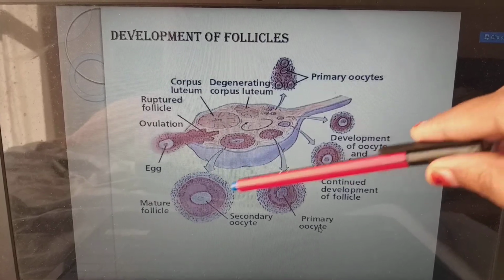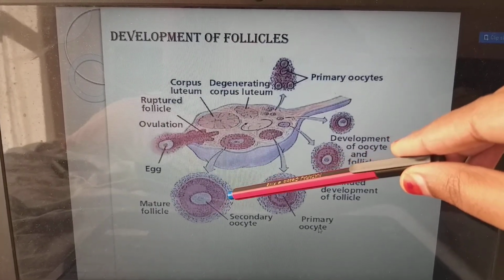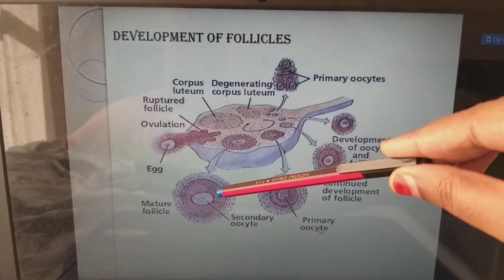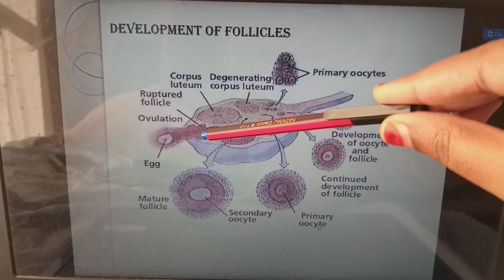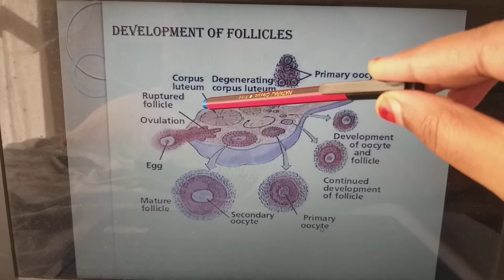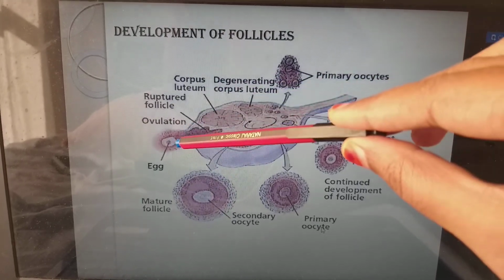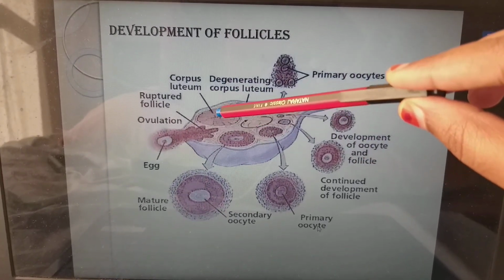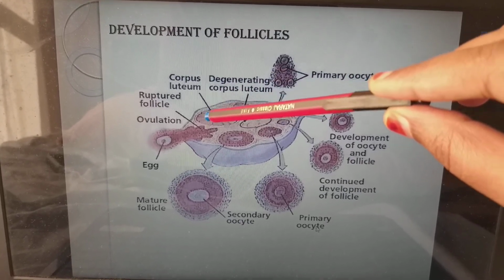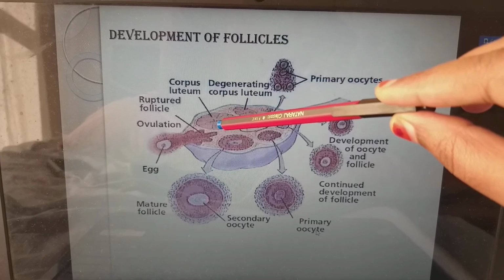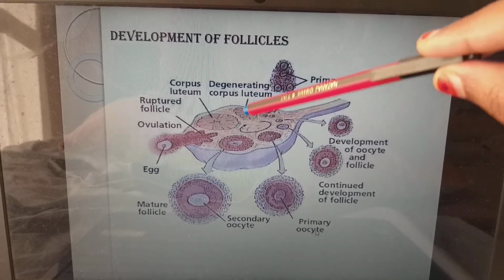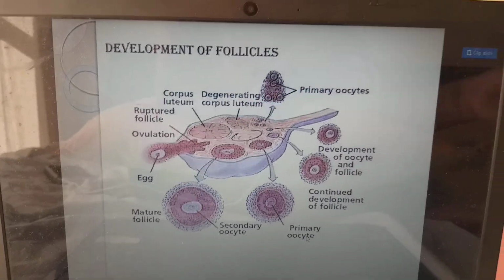Now the primary oocyte will develop into the secondary oocyte. The secondary oocyte later will develop into the tertiary and Graafian follicle. Now the Graafian follicle will release the ovum by a process called ovulation. Now the ovum we call the egg, and the remnant of the Graafian follicle we call the corpus luteum, which is nothing but the yellow body, which produces progesterone during menstruation and also at the time of pregnancy. Later the degenerated corpus luteum we call the corpus albicans, which is white in color.